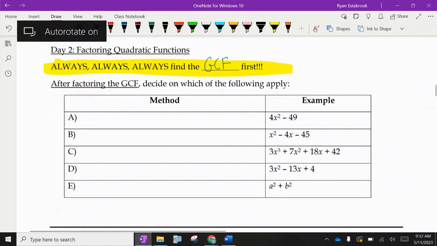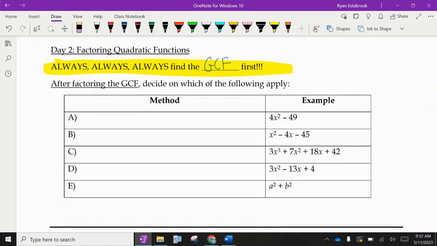All right, so this is day 2 of our Cornerstone unit looking at factoring. Always, always, always find the GCF, the greatest common factor, first. What is the term that goes into all of the terms? Not everything always has a GCF, but if there is one, take it out first. It's going to make the rest of the factoring much simpler.